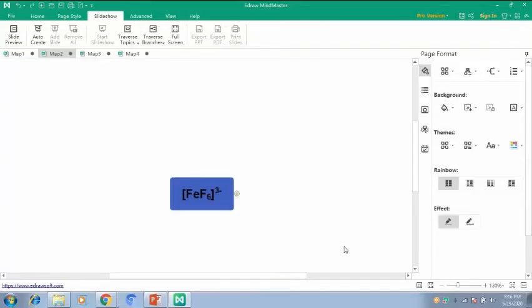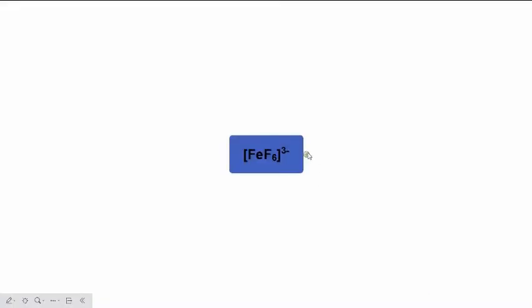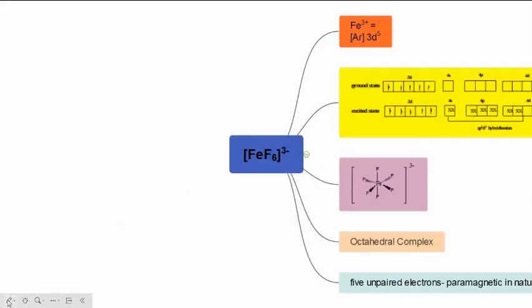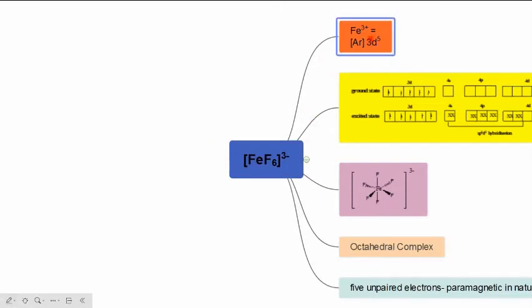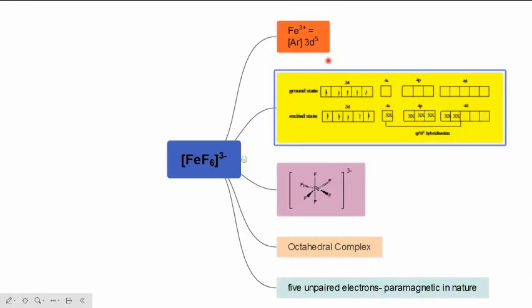The second complex is iron, FeF6 3 minus. Here the complex has argon 3d5 configuration. The 5 electrons are filled in 3d orbitals, so it utilizes the 4s orbital, 4p orbitals, and 4d orbitals to form the sp3d2 hybridization. So this complex has octahedral geometry and contains 5 unpaired electrons. So this complex is paramagnetic in nature.